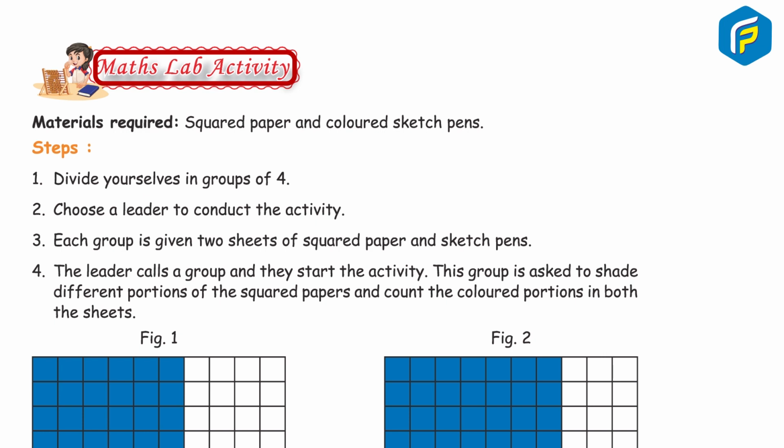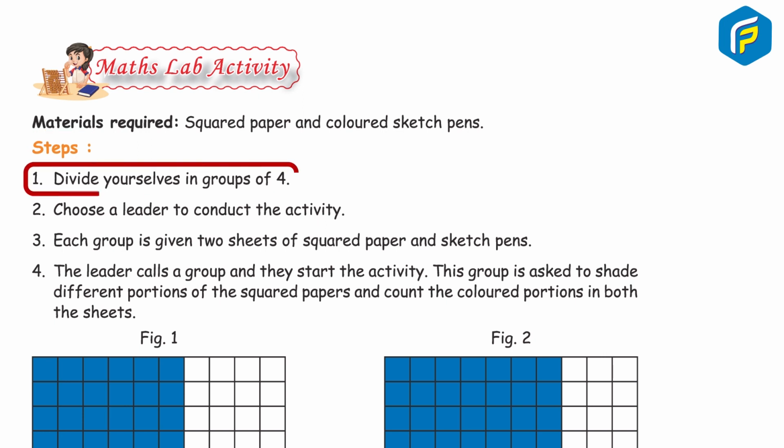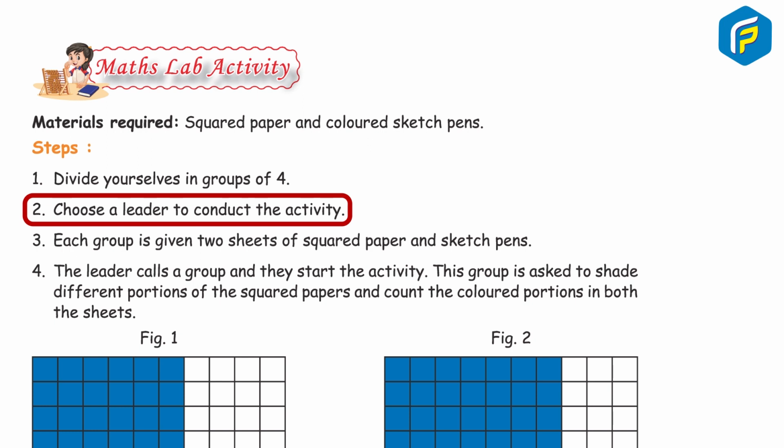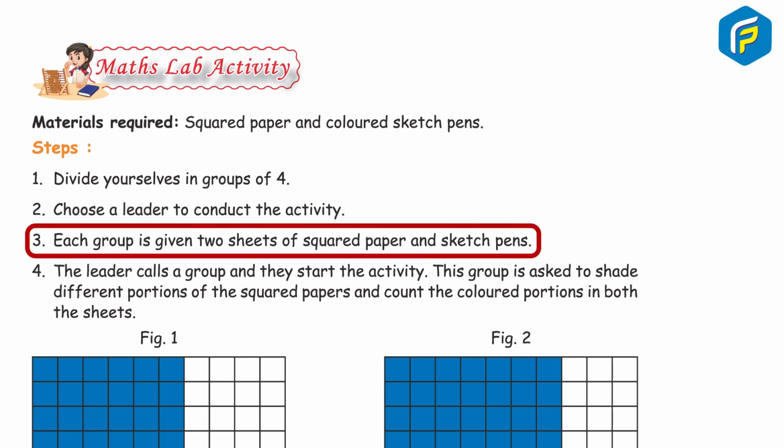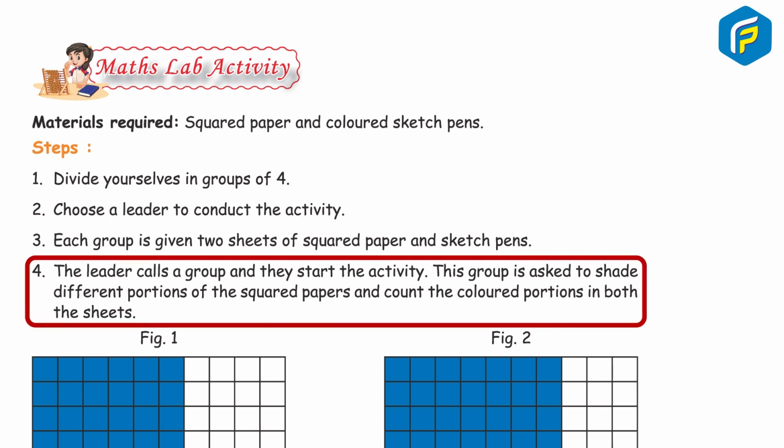Maths lab activity. Materials required: squared paper and colored sketch pens. Steps: 1. Divide yourself in groups of 4. 2. Choose a leader to conduct the activity. 3. Each group is given 2 sheets of squared paper and sketch pens. 4. The leader calls a group and they start the activity.